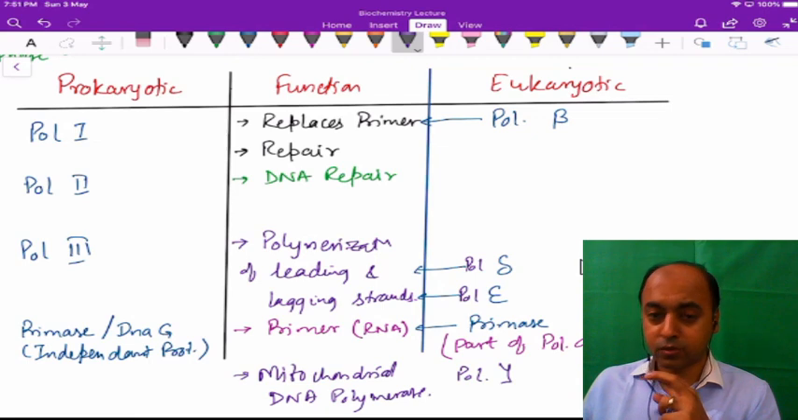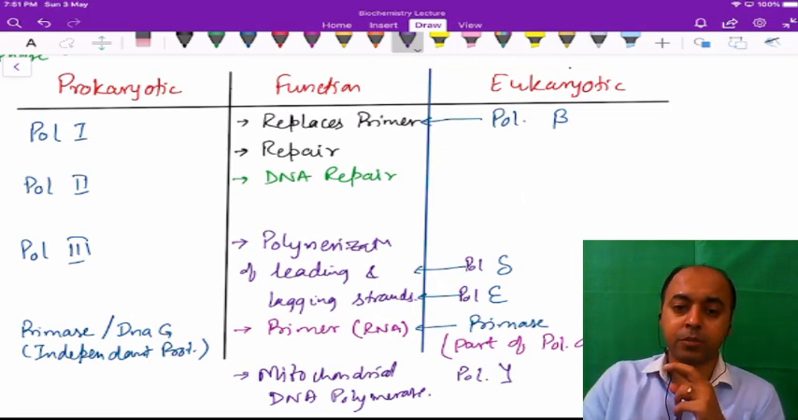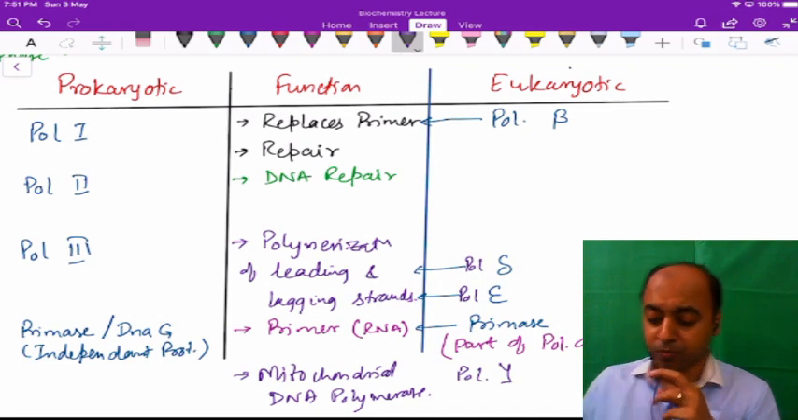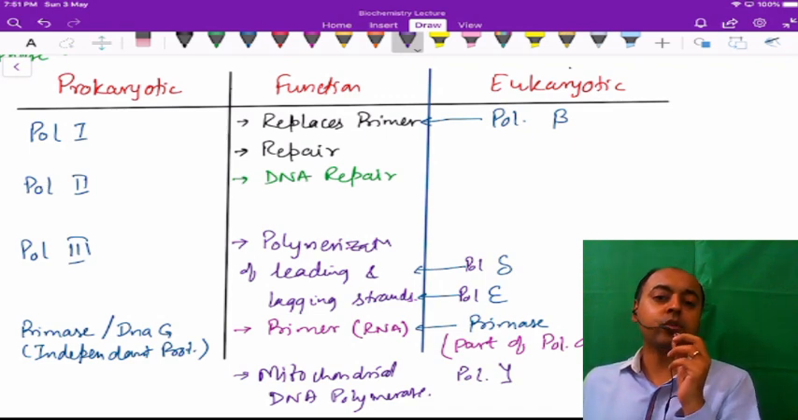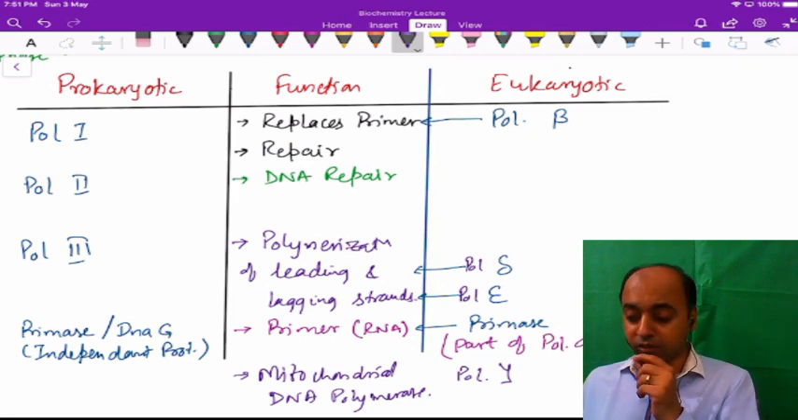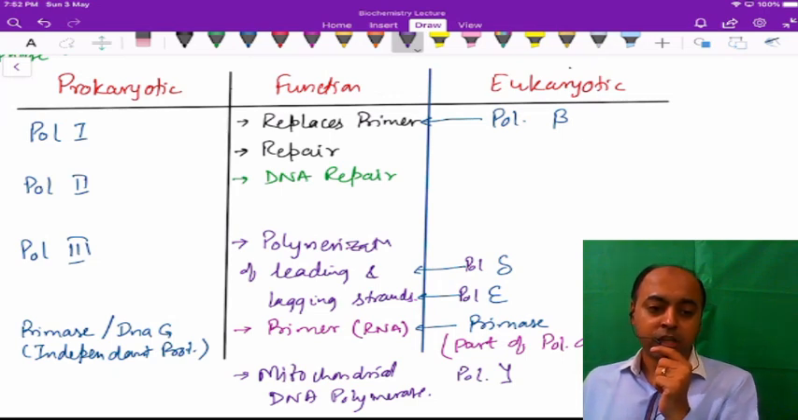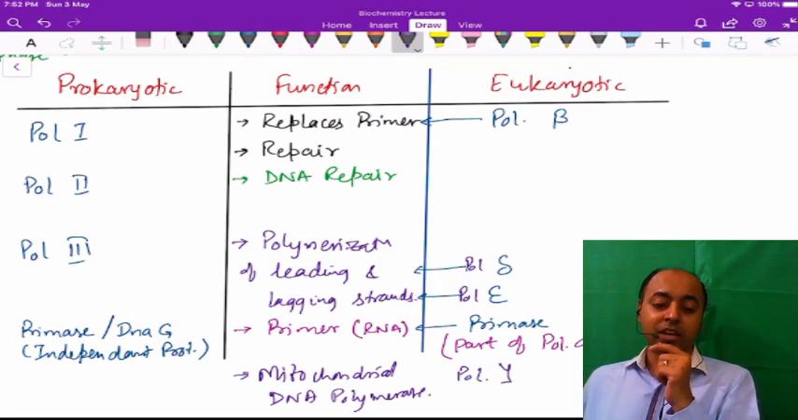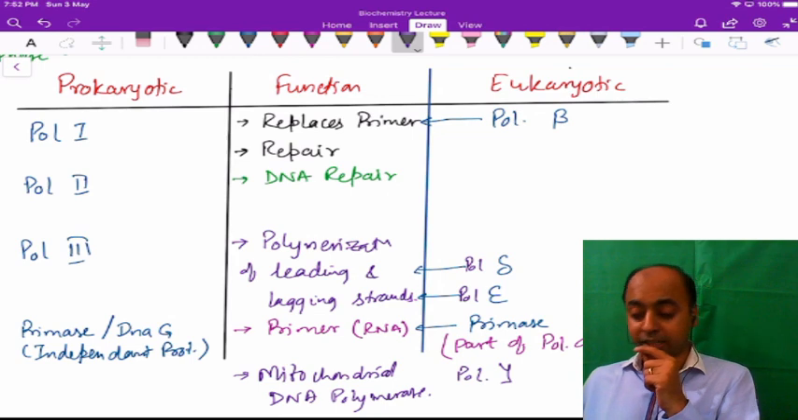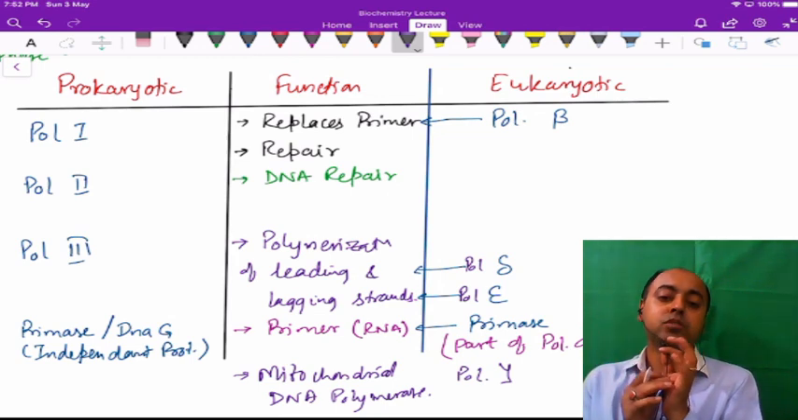So I hope this will clarify the picture that we are talking about, the functions of the prokaryotic and the eukaryotic polymerases. Pol 1 is similar to polymerase beta. Pol 3 is similar to delta and epsilon. The primase is a subunit of polymerase alpha in the eukaryotes, and the polymerase gamma functions as the mitochondrial DNA polymerase.